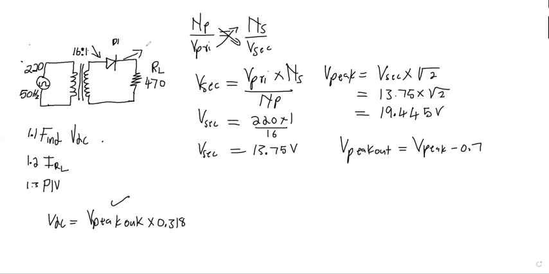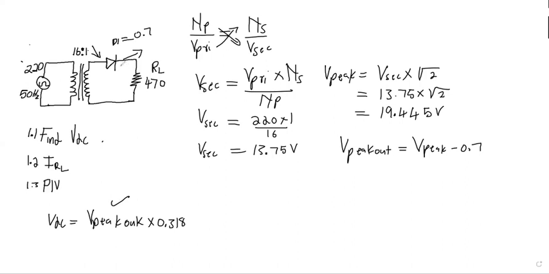Therefore, the V peak out is the voltage that will leave the diode, and the V peak is the one that is entering the diode. And the diode has its own voltage, which is 0.7. So V peak is entering, and V peak out is leaving the diode, while there is a voltage across the diode, which is 0.7.